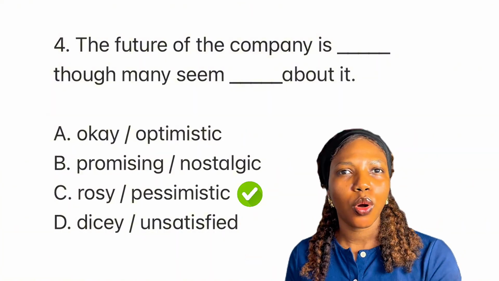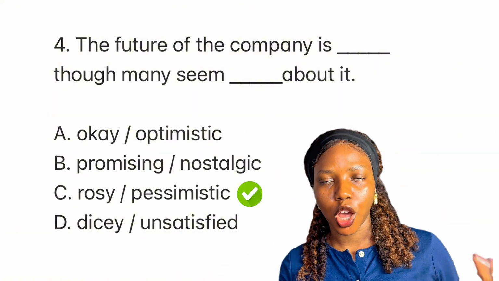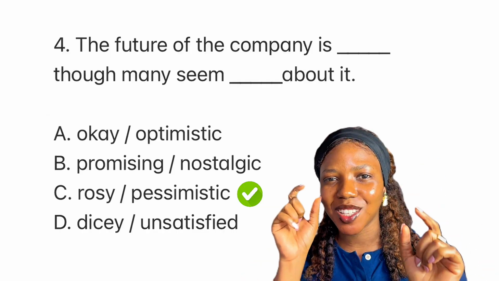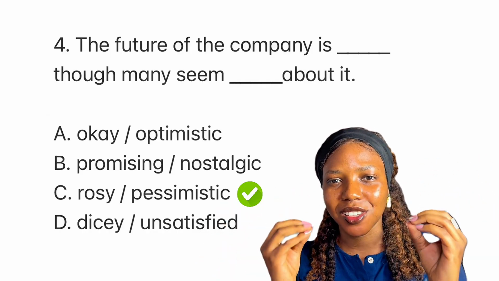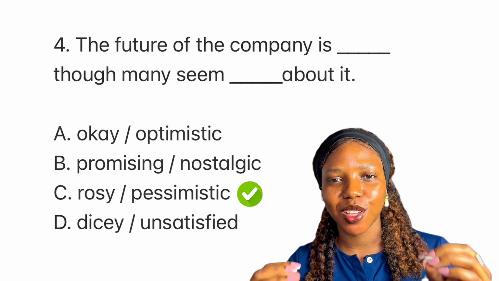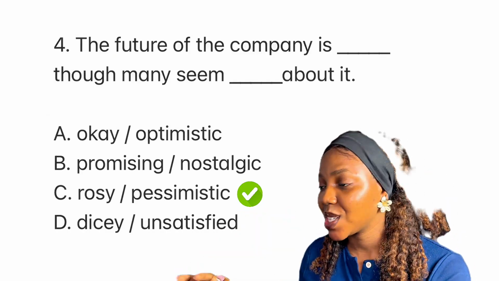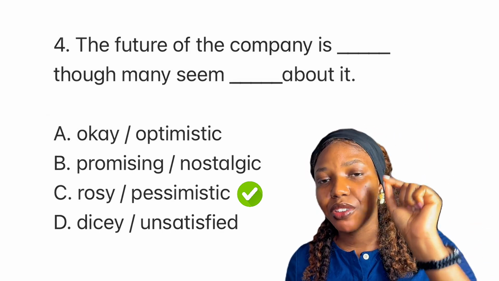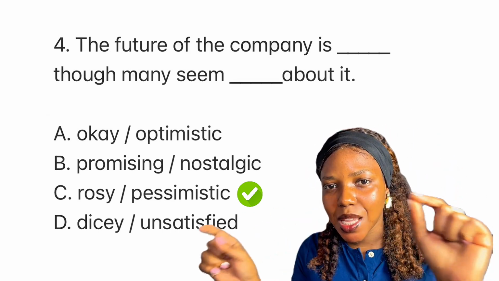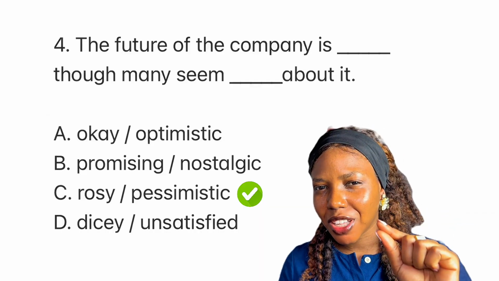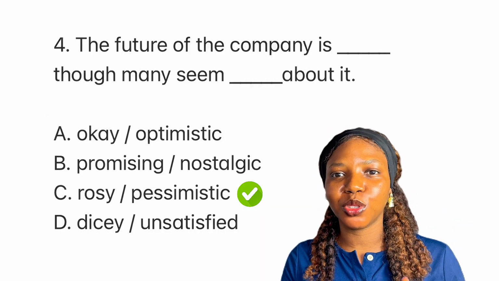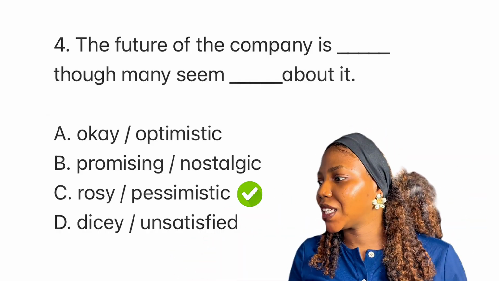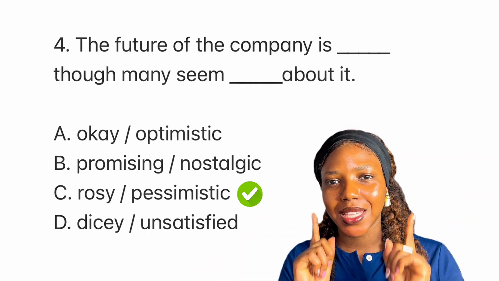If I say, oh, the weather is sunny, though people are tall, does it make sense? Sunny and tall in this sentence does not fit. Okay, it doesn't make sense. Same as promising and nostalgic. The future of the company is promising. It references the future, and in the same sentence you're describing a nostalgic future. A person is not usually nostalgic about the future, okay? It doesn't make sense. So the best answer to this question is option C.